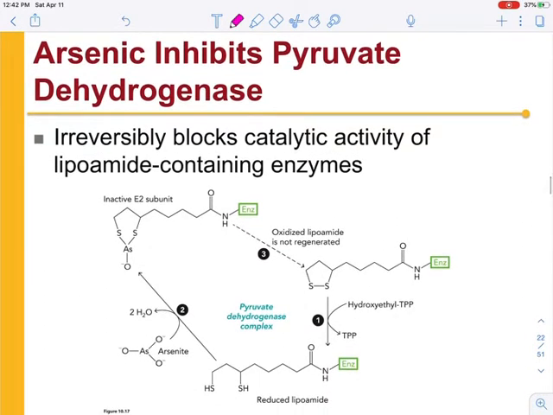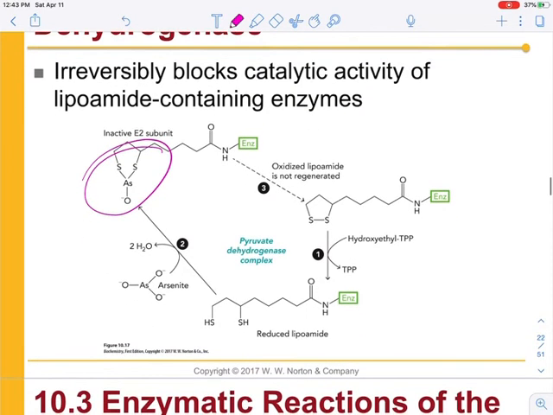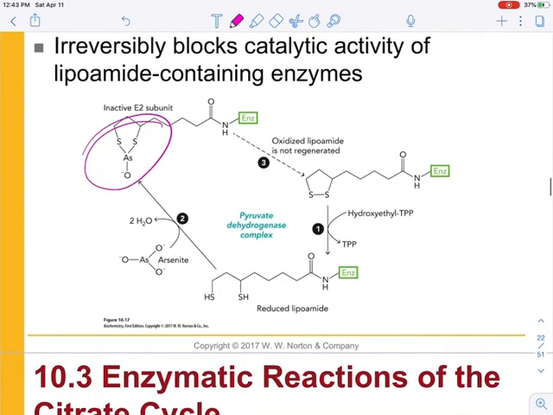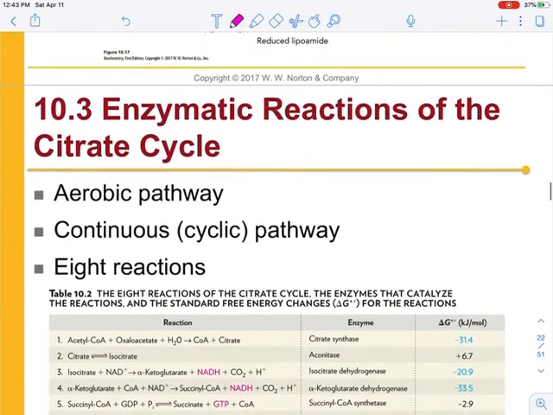We talked a little bit about poisons and irreversible inhibition. Arsenic irreversibly blocks this lipoyllysine and prevents it from being able to pass on the acetyl group, therefore blocking your ability to pull energy out and taking you out.